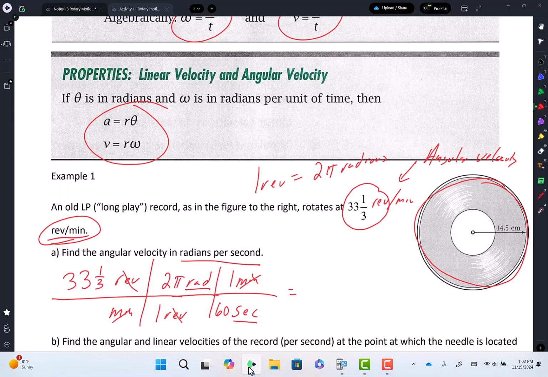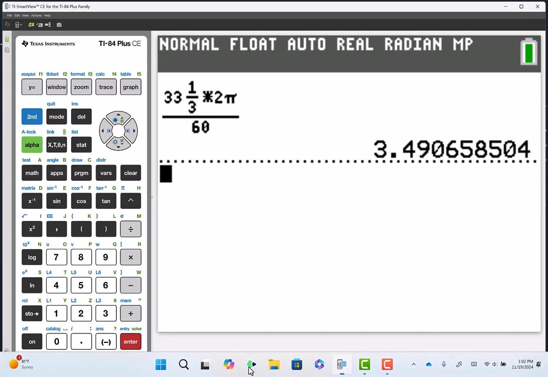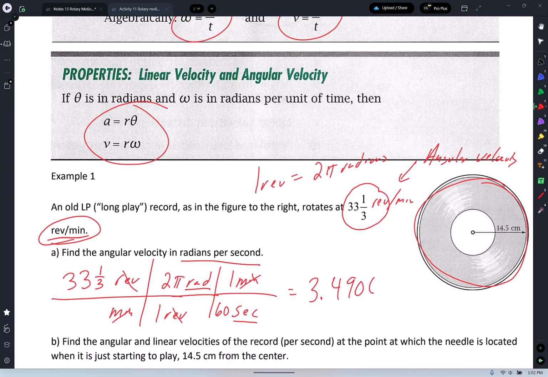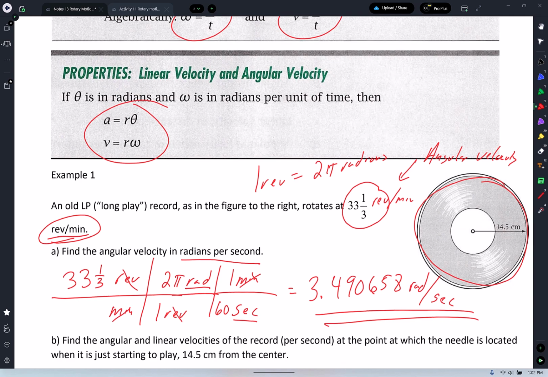3.4906585504. The more digits, the better. At least how many? At least 3 after the decimal. 3.490658. And I'm going to put units. Radians per second. Units are important here, guys. If you have units, put units. Are we okay so far? Okay. Let's go to the next one.